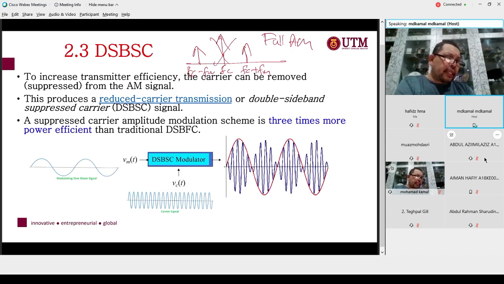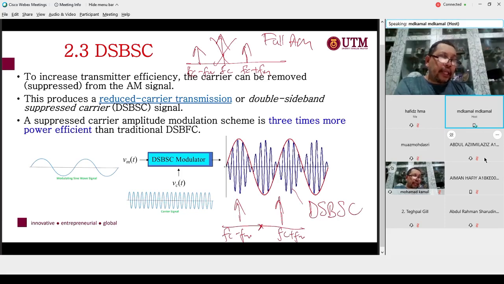So now you are transmitting only two sidebands. So you have FC plus FM and FC minus FM. So this is called the double sideband suppressed carrier, because you suppress the carrier. Basically, if you use this system, you can save the power transmission for the AM signal. To increase transmitter efficiency, the carrier can be removed or suppressed from the AM signal. This produces a reduced carrier transmission or double sideband suppressed carrier.